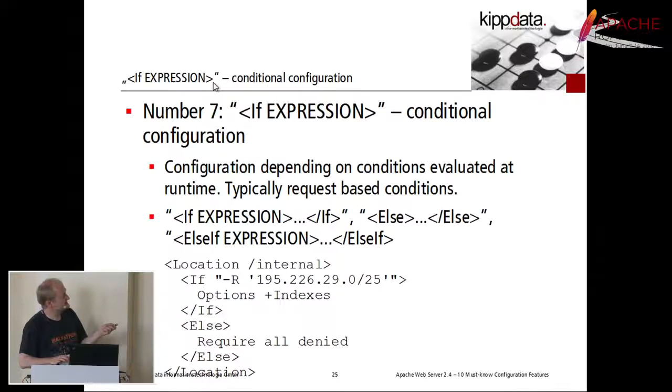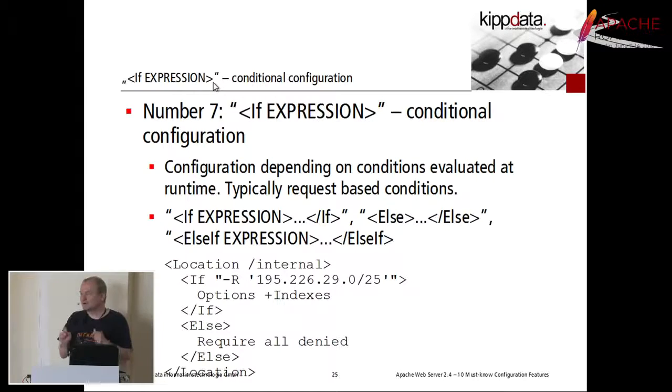For instance, I say I have a location internal. If the request comes from this network, then I set options indexes, then I allow directory listings, and else I deny access, something like this. So there is an if, there is an else, and there is also an else if.